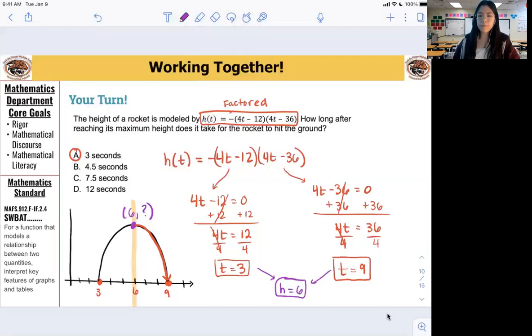Wait, why did we pick A again? Because it was asking how long after reaching its maximum height does the rocket take to hit the ground. So it goes up for 3 seconds, it reaches the maximum height, and then it's going to go down for 3 seconds. Oh, okay. So then after the maximum, we start from 6 now, and then we count all the way. Exactly.